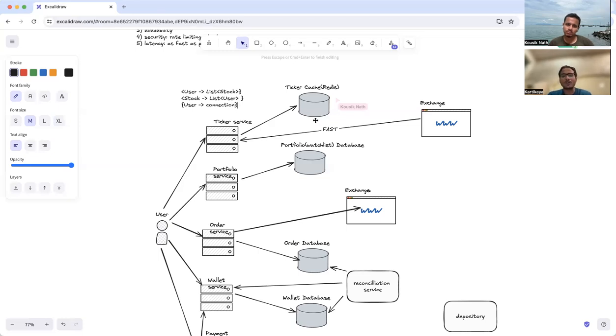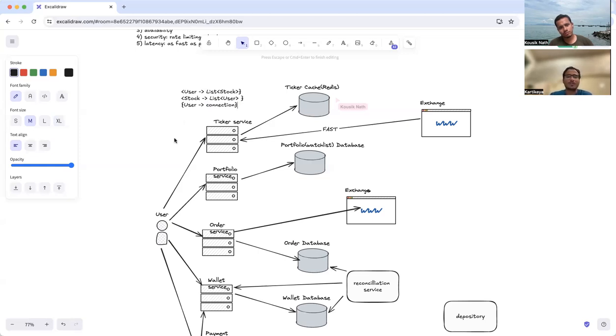So let's say we have the data ready for Microsoft, and we will go to the stock to users map. We will identify the list of users, let's say there were 4 users. For all those 4 users, we will identify their connections, and to all those connections we will send the latest value of the stock. So this is how it will work for the single ticker service.